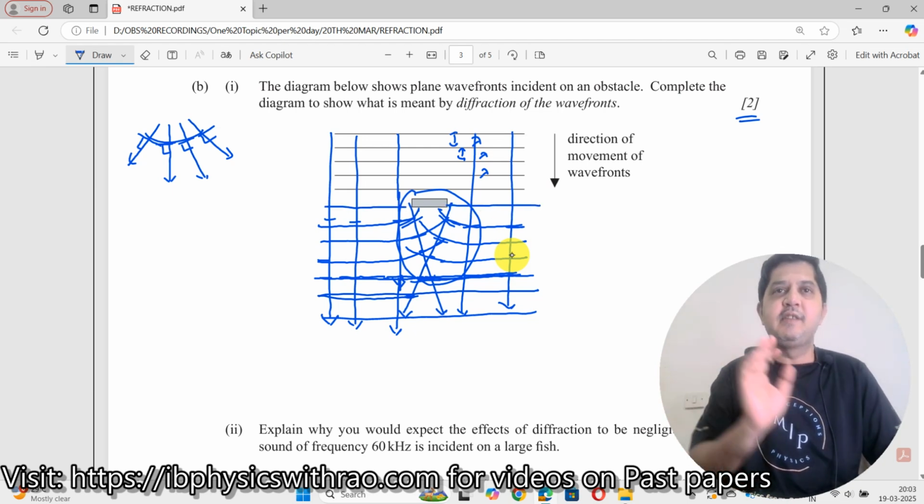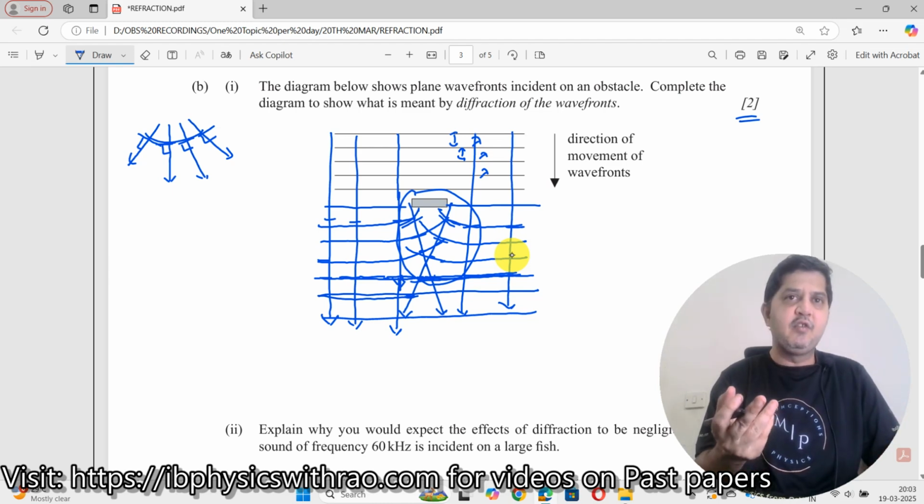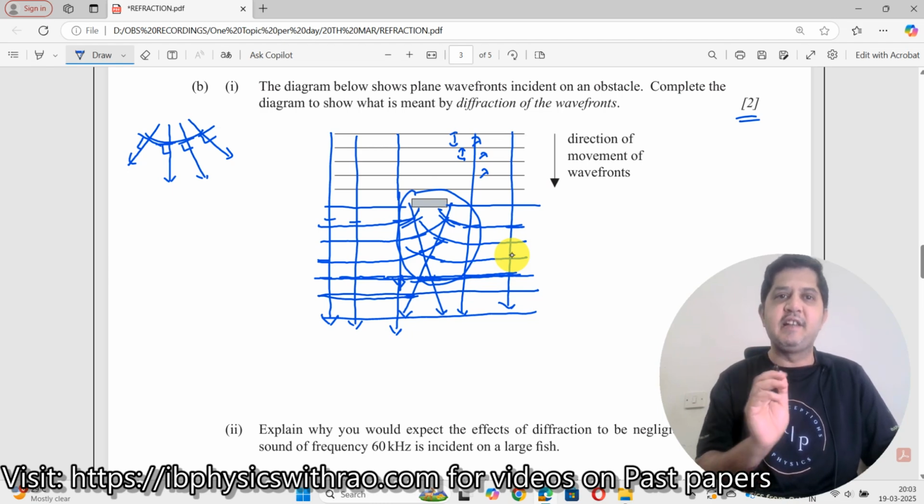Okay, so now this will get you 2 marks. We can ask you anywhere, whatever kind of surface it could be, a single slit, a double slit, whatever it is, but the wavefronts should always be drawn in a similar manner.